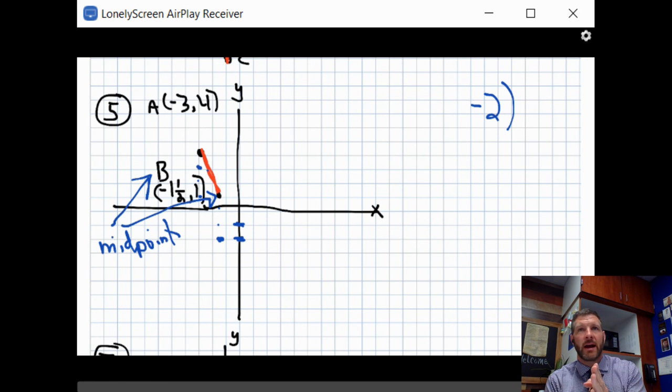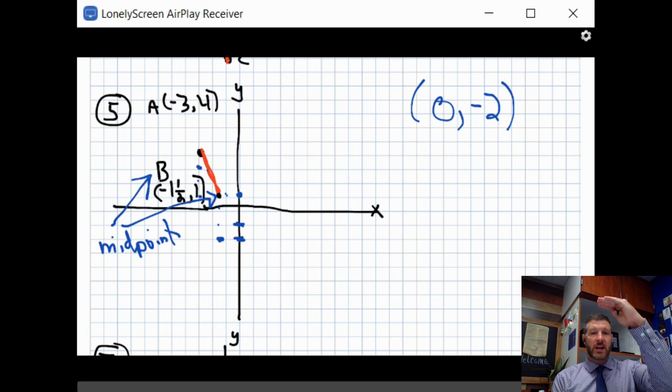-3 minus 1 1/2 will give you 1 1/2. So that means I need to go over 1.5, and that'll be where the other endpoint must be. So if I go over 1.5, there I am, boom, at 0. So I know that my x-coordinate must be at 0.